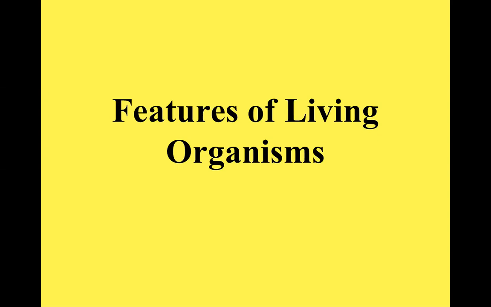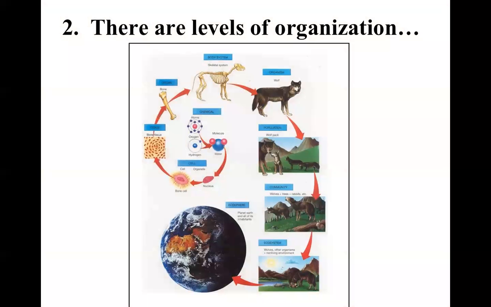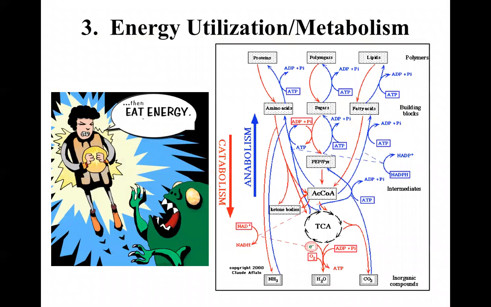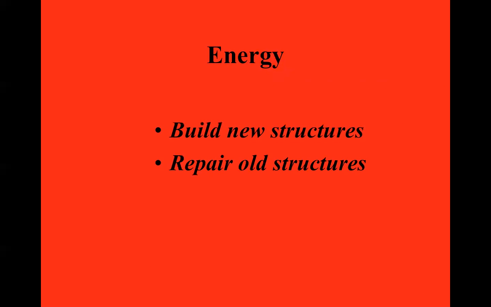The third feature of living organisms is that they can capture and use energy either directly or indirectly for their metabolism. Okay, so living organisms, we said, are made up of cells. That's the first feature. There's levels of organization. We've gone through this. They capture and utilize energy for their metabolism. Also, the energy is used to build new structures, repair old structures, and also to reproduce.